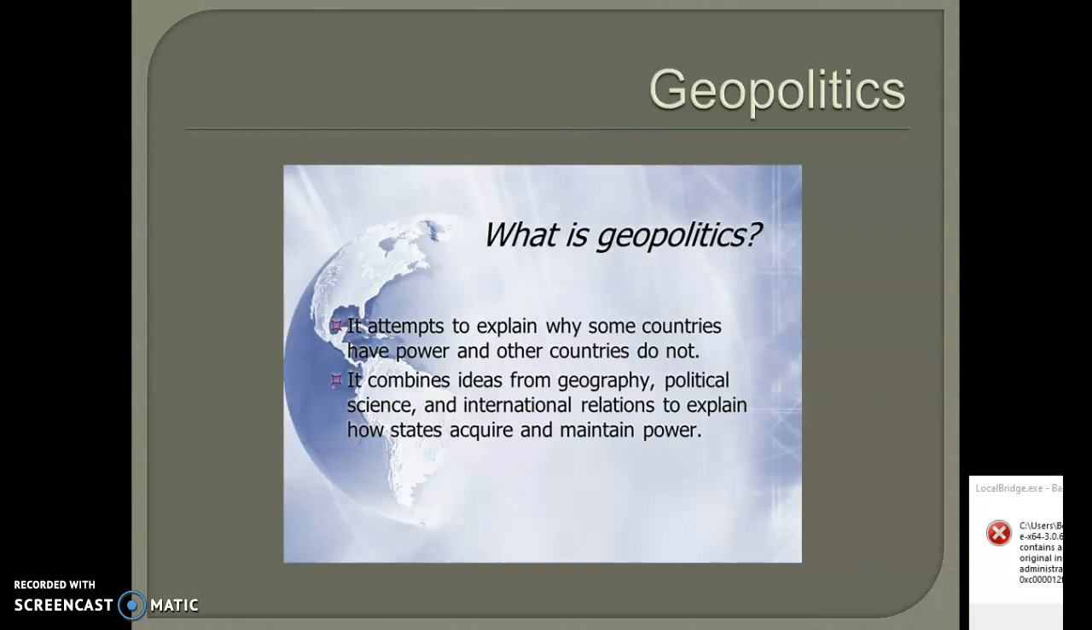You may also want to talk about shatter belts. We talked a little bit about that, and that's like in the Balkans with the former Yugoslavia, right? Throwing people together, ethnicities together that don't get along really well. How can that prevent them from ever getting forward and getting power if they are constantly infighting? All right, I think that should cover it.